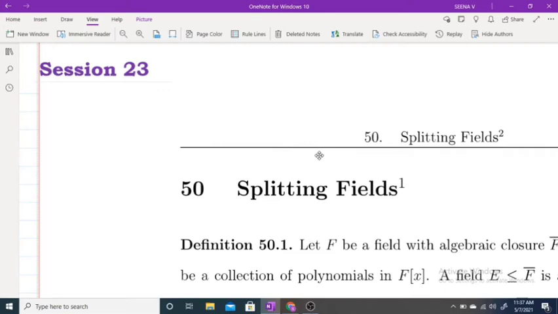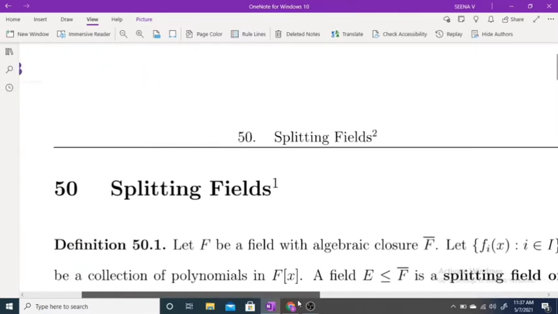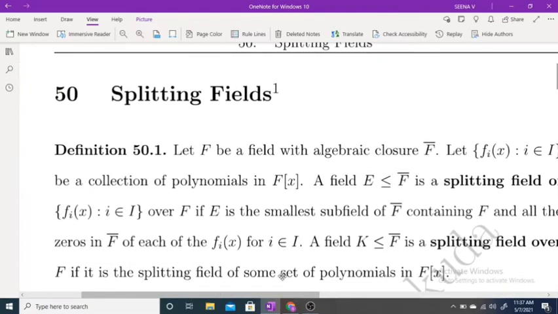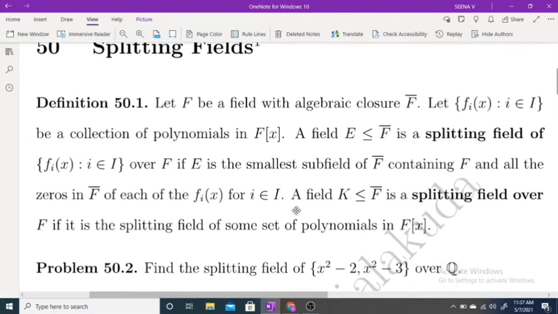Hi, good morning. Today we are going to start our next section, section 50, splitting fields. Now we are moving to the definition of a splitting field. What do we mean by a splitting field?